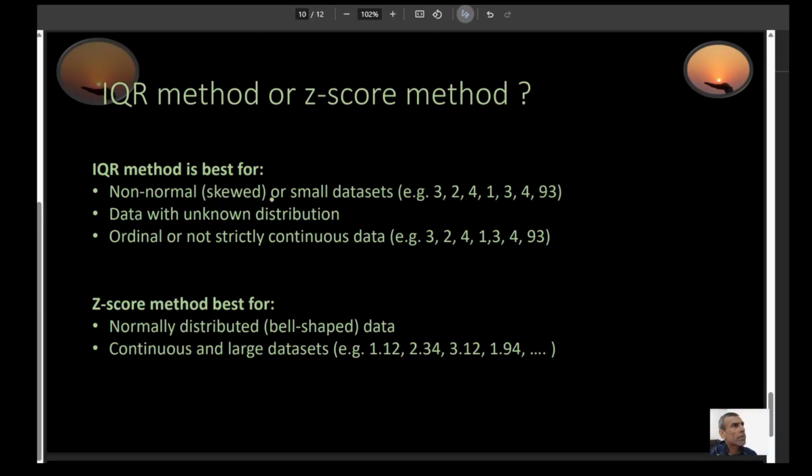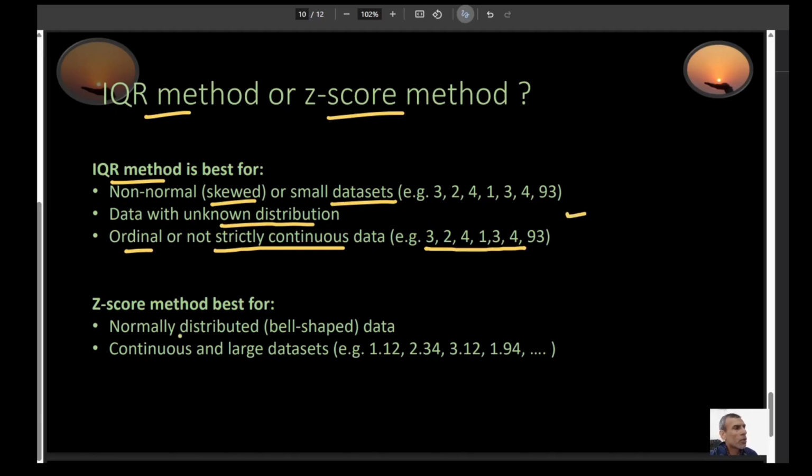A student asked me a long time ago, which method should we use? Should we use the IQR method or the z-score method? Well, the IQR method is best when your data is skewed or when you have a small data set, and also when you do not know the distribution of your data set. Also, when your data is ordinal or not strictly continuous. For example, look at this data. This is not strictly continuous. So in this case, you want to use your IQR method.